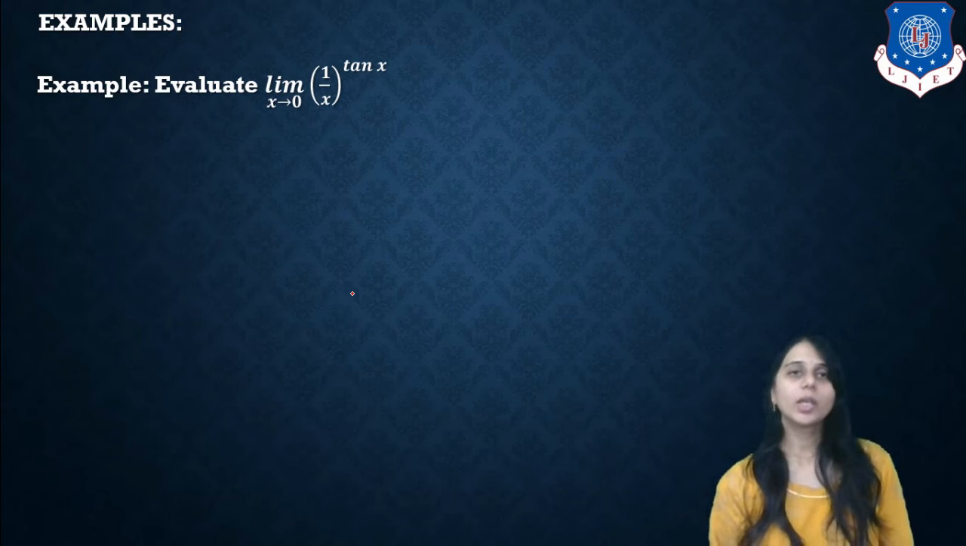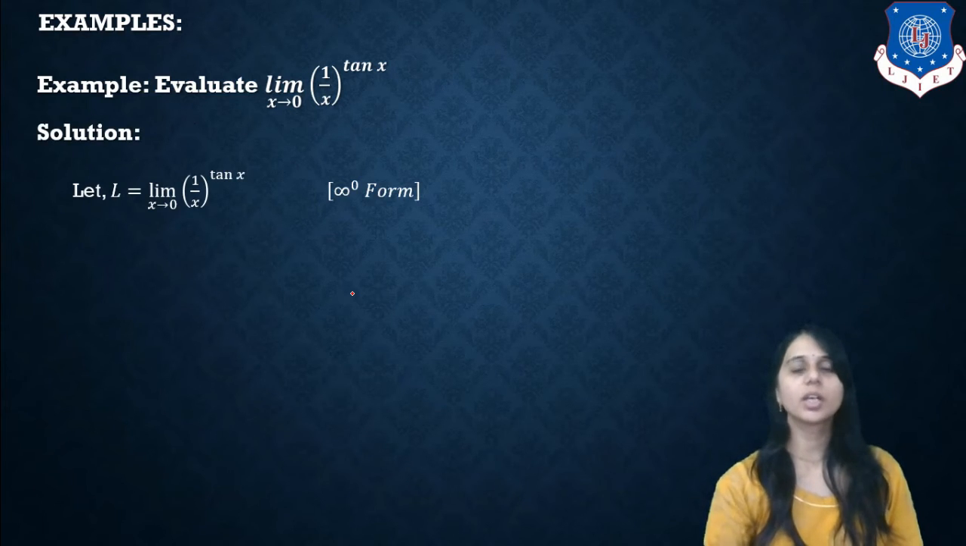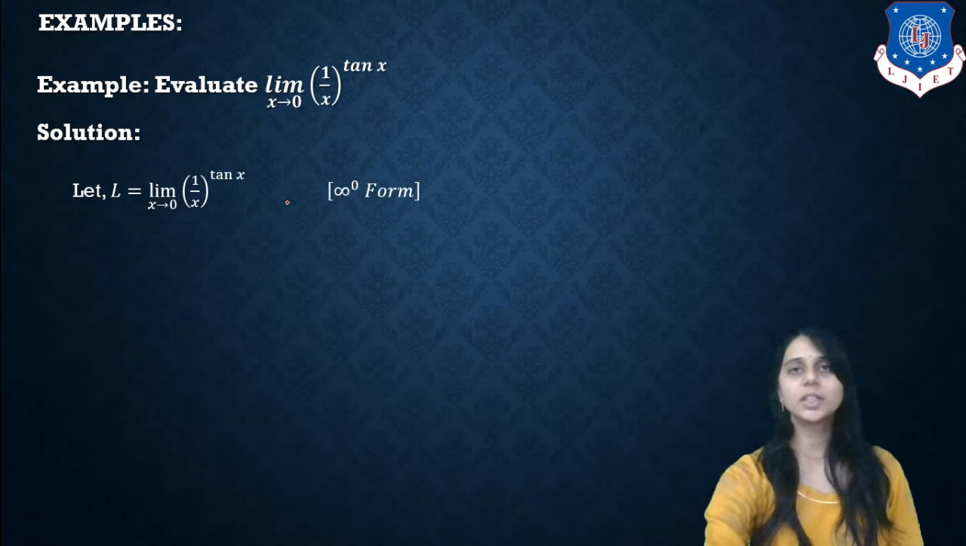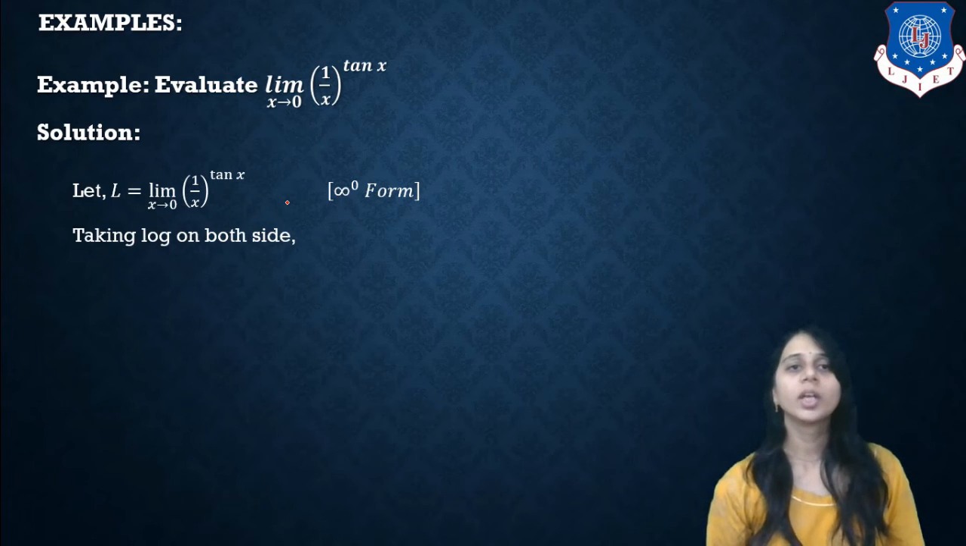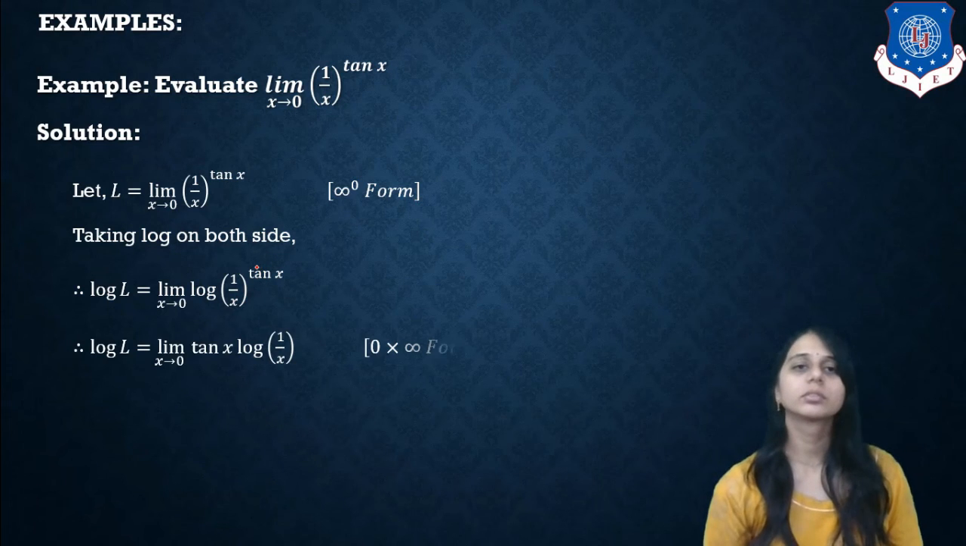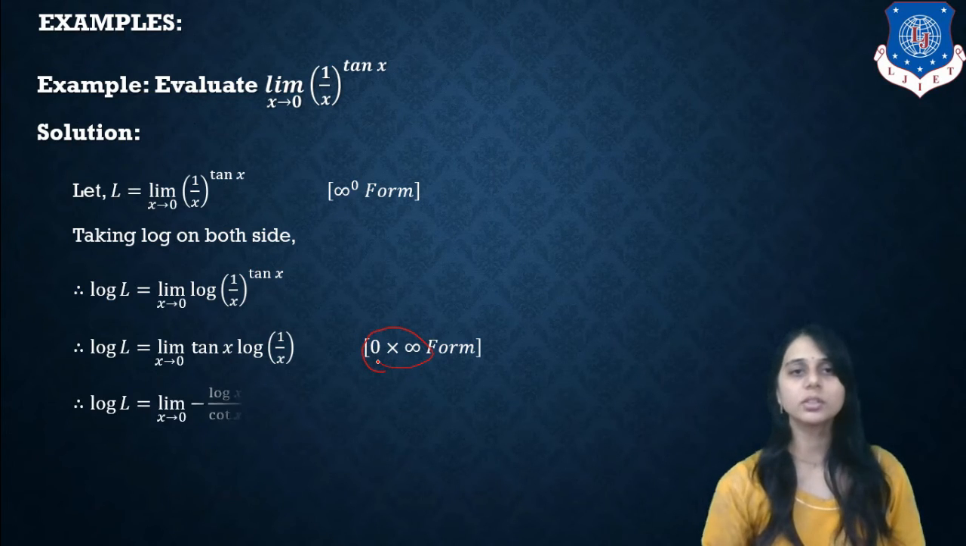Next example, evaluate the limit as x tends to 0 of (1/x)^(10x). Now in this example, we take L as the limit as x tends to 0 of (1/x)^(10x). It is an infinity to the 0 form. Taking log on both sides, we get log L equals the limit as x tends to 0 of log (1/x)^(10x). Log L equals the limit as x tends to 0 of 10x log(1/x). Now it becomes an infinity into 0 form.